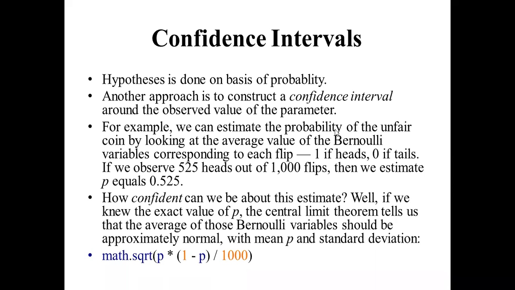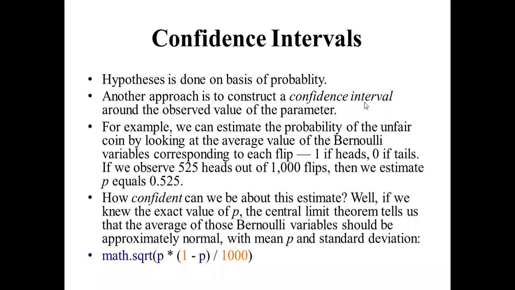Another approach is using a confidence interval around the observed values of a parameter. Here we are talking about the existing value set, and based on that we create an interval, a range within which I have the maximum values of the parameter. For example, we can estimate the probability of an unfair coin by looking at the average value of Bernoulli variables corresponding to each flip, that is 1 if it is head and 0 if tails.